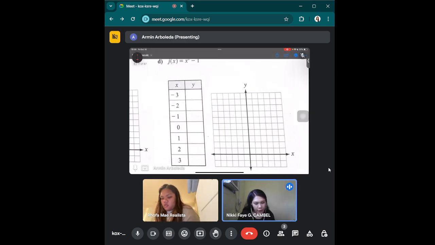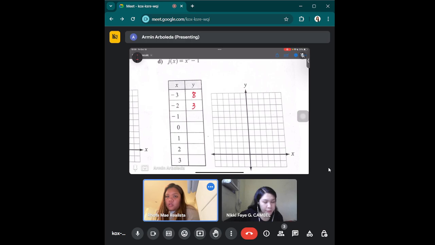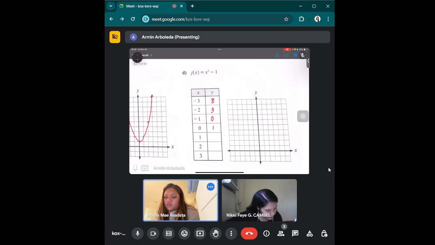Last example, you have your negative 3 is 8, negative 2 and then 3, negative 1 is 0, and then 0 is negative 1, and then 1 is 0, and then 2 is 3, then 3 is 8.